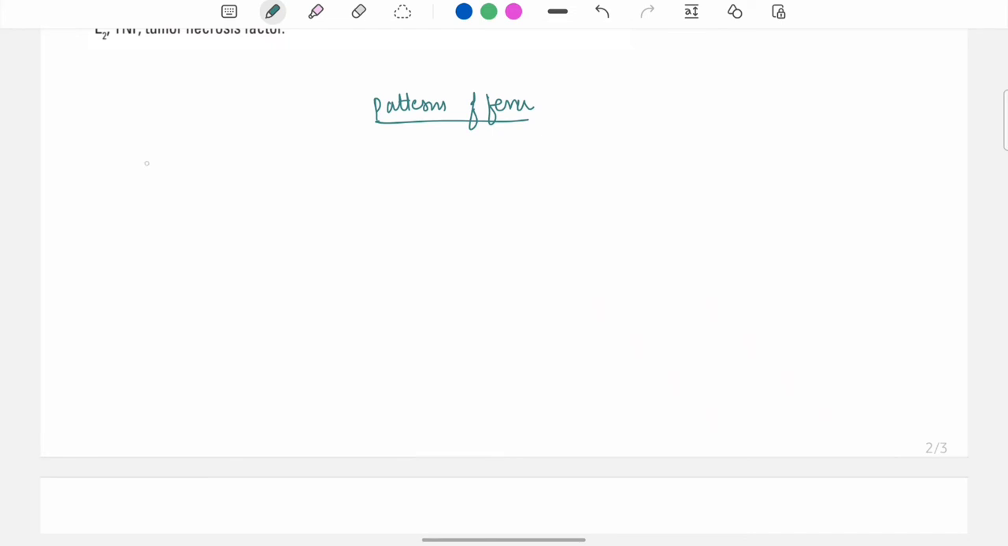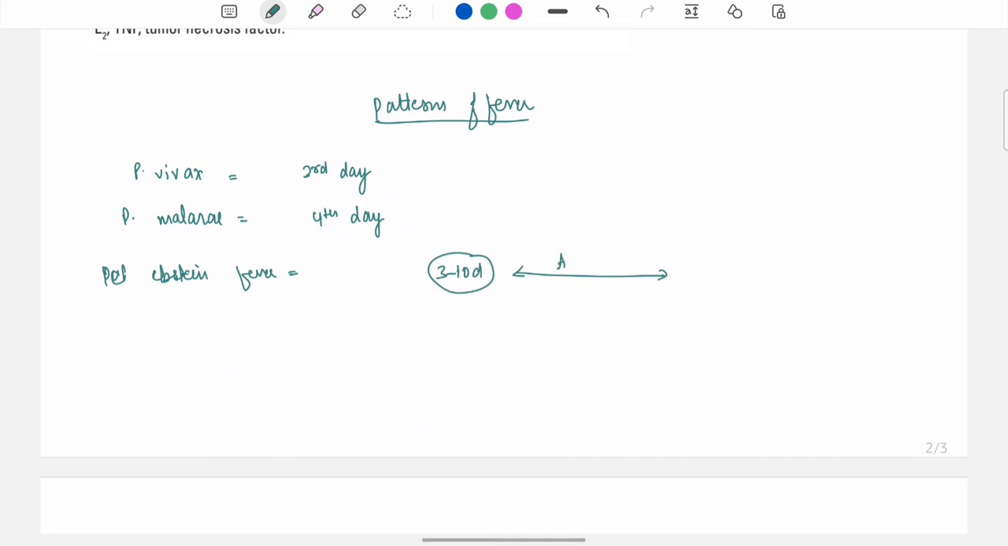Like in malaria, Plasmodium vivax: fever is every third day. Plasmodium malariae: fever is every fourth day. What is Pel-Ebstein fever? In the Pel-Ebstein pattern of fever, fever lasts for 3 to 10 days. Then there is an afebrile phase, which is also 3 to 10 days. Then again there is a febrile phase of 3 to 10 days. This type of fever is seen in Hodgkin's lymphoma.